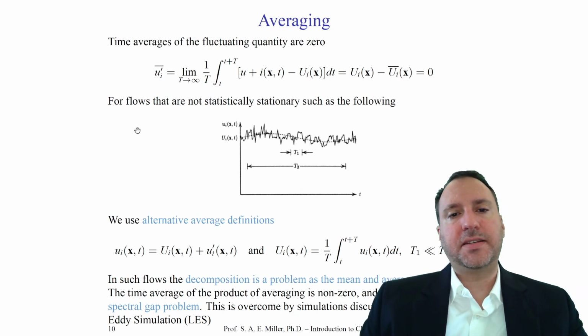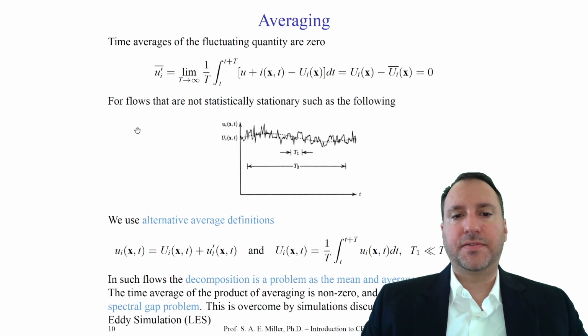Now, if a flow is not statistically stationary, we can have some problems. For example, how might this be used and implemented in this type of flow? Here we have time again. The y-axis is the velocity component, and then we have fluctuations. The solid line, of course, is the fluctuations of the original velocity.